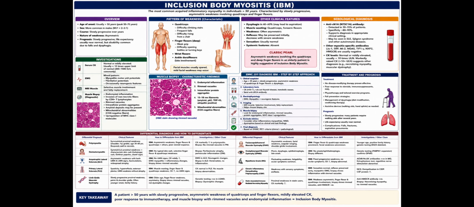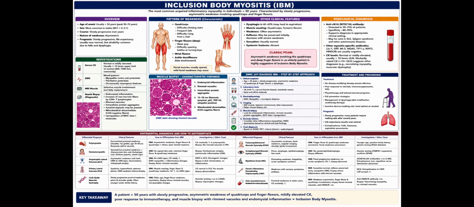Dermatomyositis. Dermatomyositis presents with symmetrical proximal muscle weakness similar to polymyositis, but is distinguished by characteristic skin manifestations such as heliotrope rash, Gottron papules, shawl sign, and V sign. Dysphagia may occur in both conditions, but selective weakness of finger flexors and quadriceps is unusual in dermatomyositis. Muscle biopsy shows perifascicular atrophy and perivascular inflammation rather than endomysial inflammation with rimmed vacuoles seen in IBM.